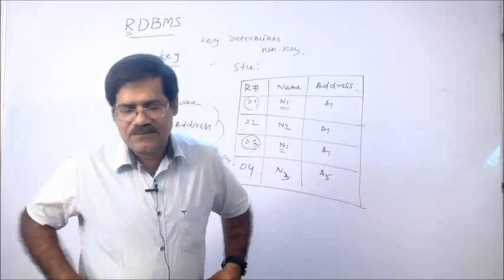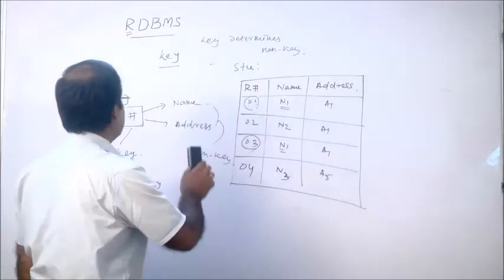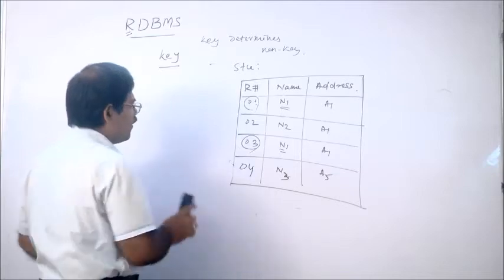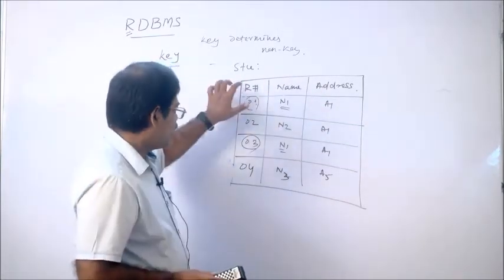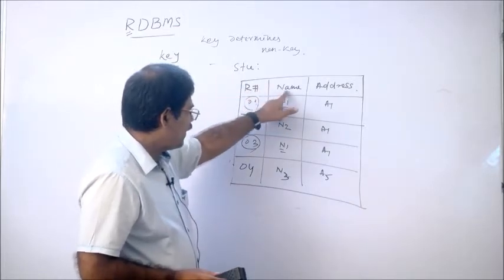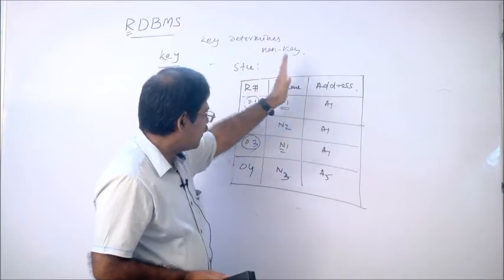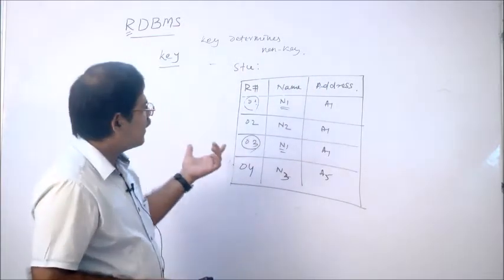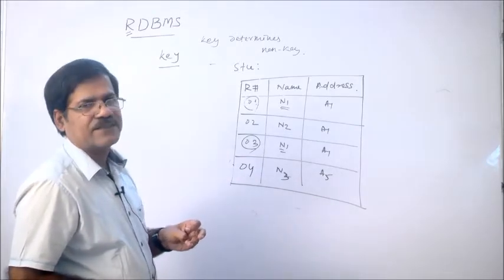Next, the concept is what is a candidate key. So many keys are there. The second key is a candidate key. Here one key is sufficient to determine the non-keys. The roll number field is a key, and name and address are non-keys. The non-keys depend on the key values. Here the primary key roll number is sufficient to determine name and address.